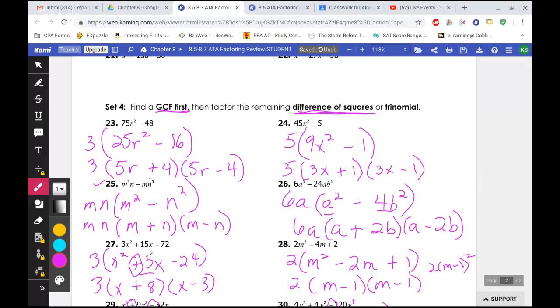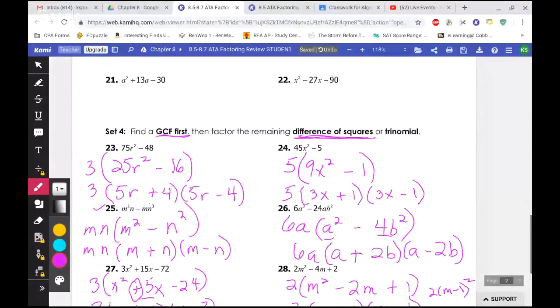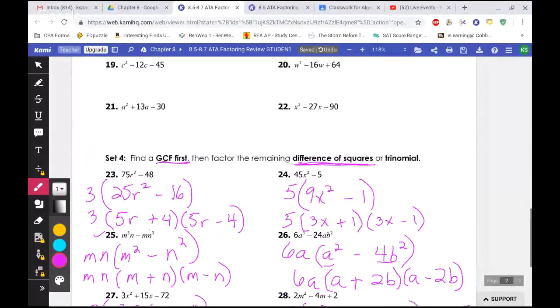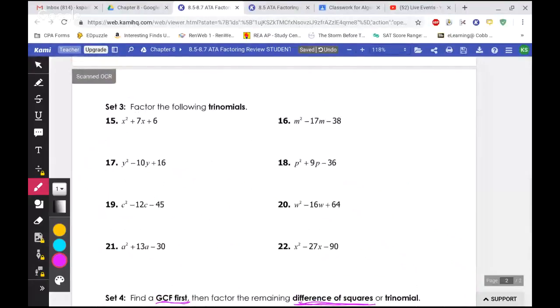Any questions on 23 through 30? I'm hoping this review is really helping you guys.